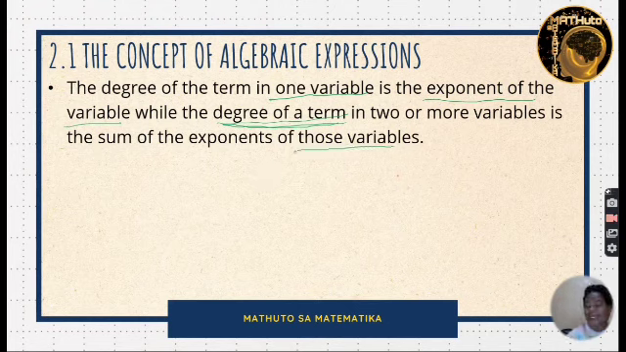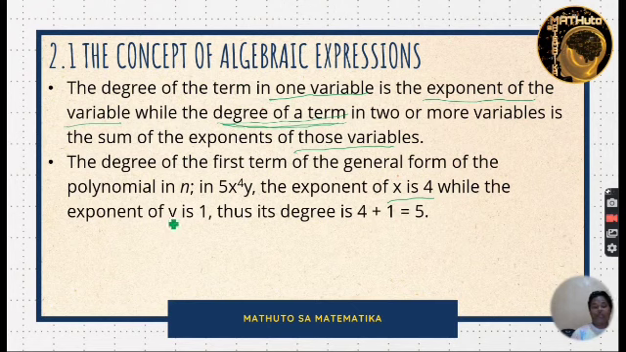For example, in this 5x to the 4th y, the exponent of x is 4, while the exponent of y is 1. So, meaning that the degree of this term is 4 plus 1 is equal to 5. So, the degree of 5x to the 4th y is 5.